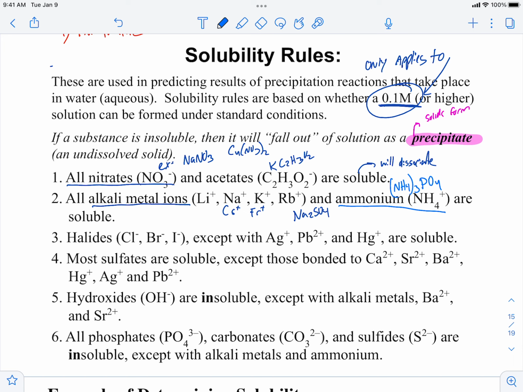Rule 3 applies to what we call the halides. A halide is a halogen that is charged. Remember the halogens: fluorine, chlorine, bromine, iodine, right? But if it's in ion form, we change the name. We don't call it a halogen anymore because halogen means Cl2, Br2, I2, F2. Halide means it's charged, and so it's Cl minus, Br minus, I minus. So the charge matters.